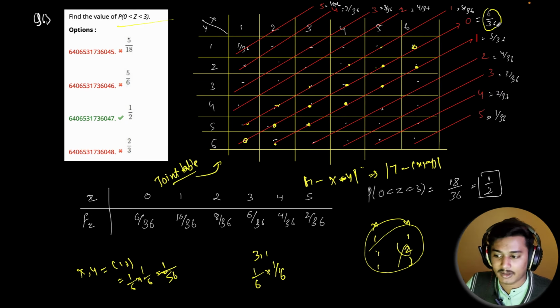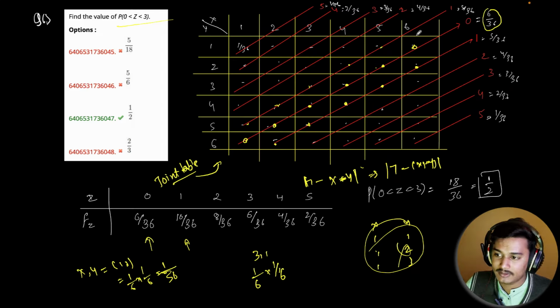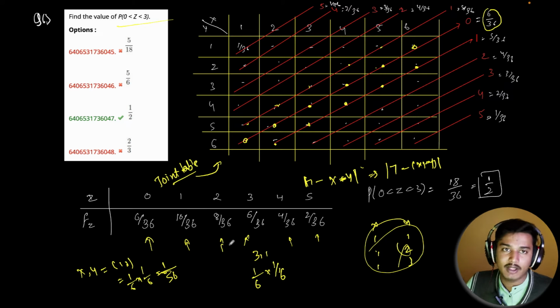So for 1, it's 10 by 36. For 0, it's 6 by 36. Similarly, we will do all these. And we will get 5 as 2 by 36, 4 as 4 by 36, 3 as 6 by 36, and 2 as 8 by 36.